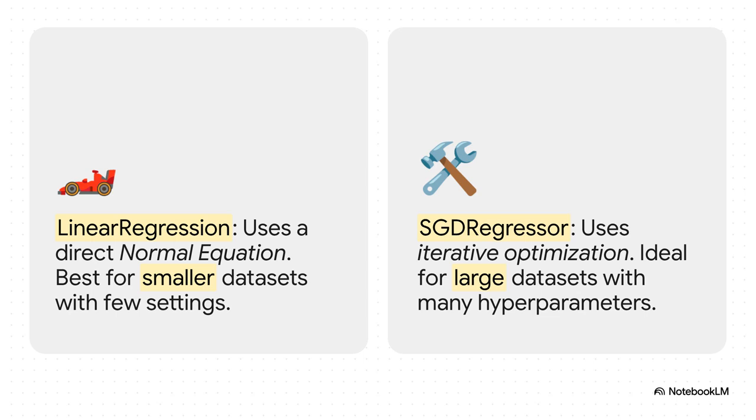Then you've got SGD regressor. This is the manual transmission. It's for the power users. It works step by step, and it gives you a ton of knobs and dials, we call them hyperparameters, to fine-tune everything. It's perfect for when you're dealing with massive amounts of data.